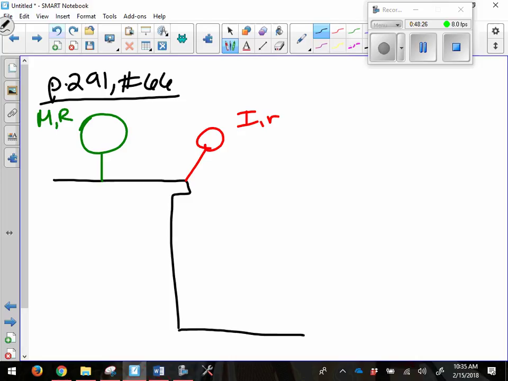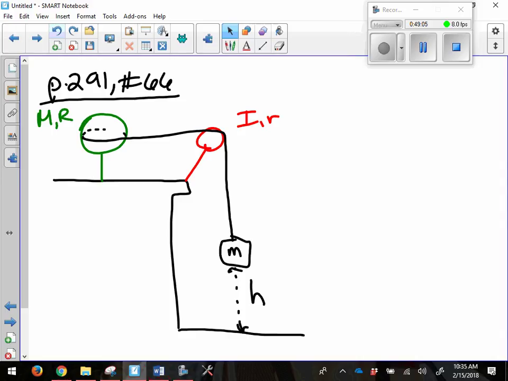And then I've got a string that goes over and is attached to a mass little m. I don't care what the letters in the book are. These are my letters. We're using my letters. And I believe everything starts from rest. And then the object falls a height h.